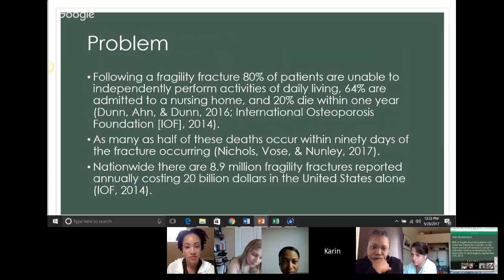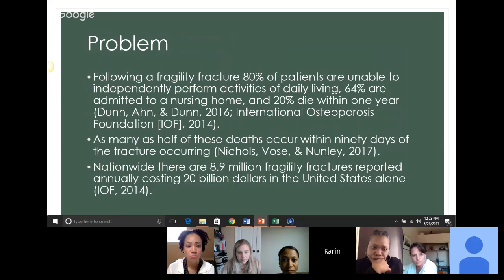The problem that we're experiencing is that 80% of fragility fracture patients are unable to maintain their independence and perform activities of daily living following their fracture, are admitted to a nursing facility, and 20% pass away within a year. And of that 20%, as many as half of them pass away within 90 days of their fracture. Nationwide, there are 8.9 million fragility fractures reported and cost $20 billion in the United States alone.